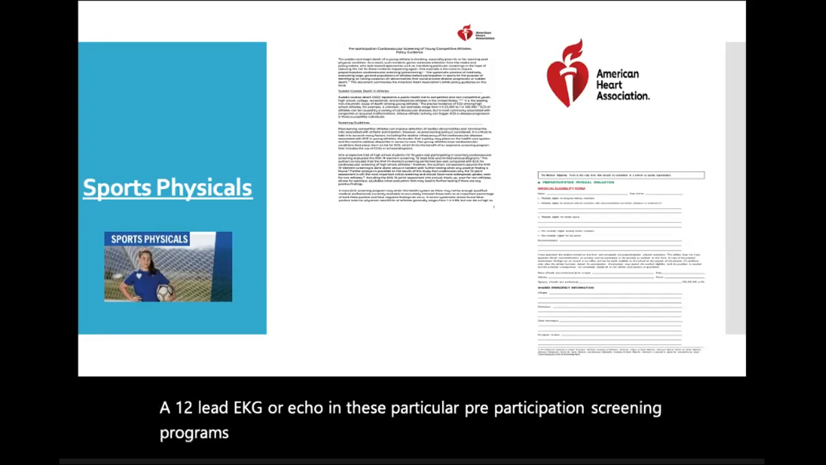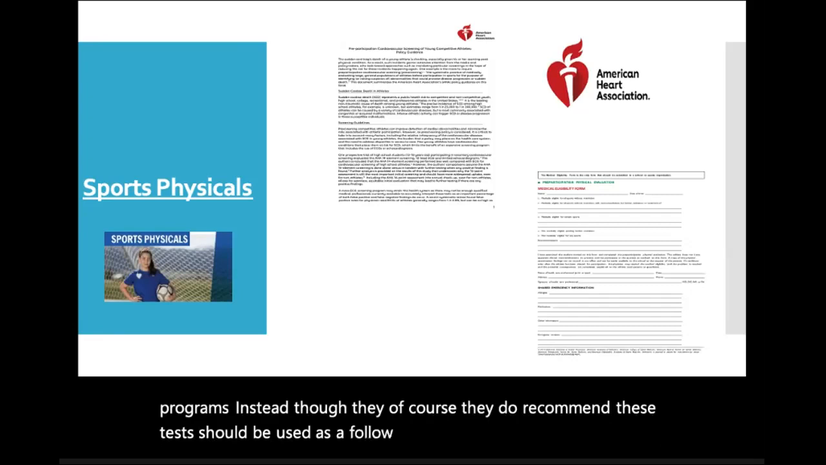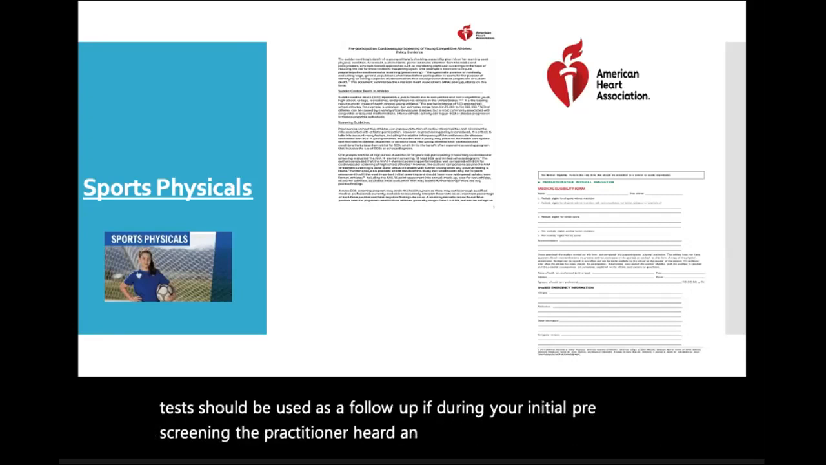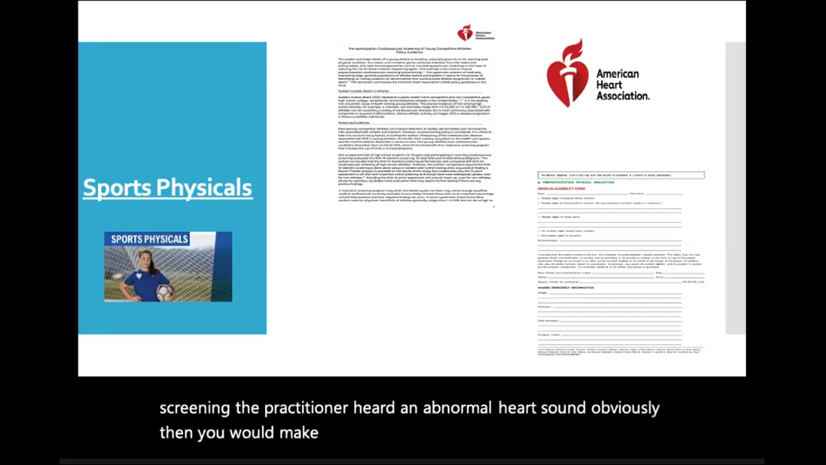Instead, though, they do recommend these tests should be used as a follow-up if during your initial pre-screening, the practitioner heard an abnormal heart sound. Obviously, then you would make the recommendation that they need to have an EKG prior to being allowed clearance for their sports.